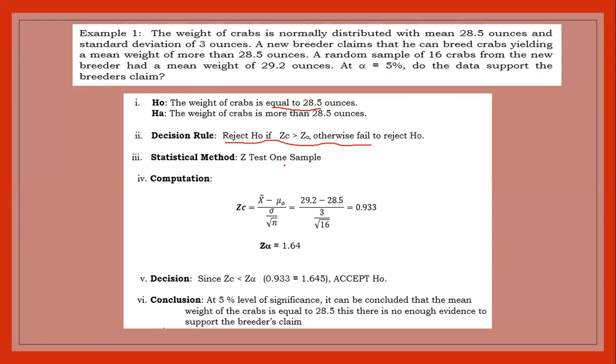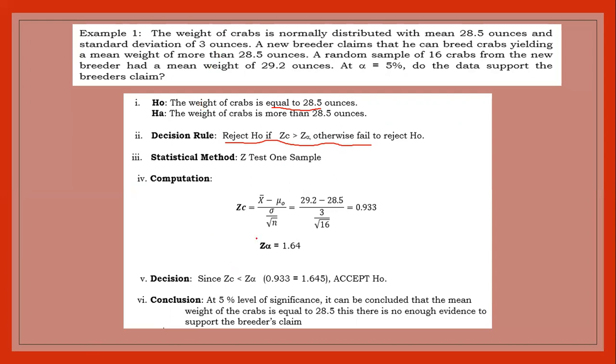Okay, bakit z-test one sample? Tingnan nga natin yung sample size. Sample size is not greater than 30, it's less than, 16 crabs. But ang given dito is the population standard deviation na 3 ounces. So ang kailangan lang naman natin i-satisfy dun sa z-test is either yung sample size greater than 30 or given ang population standard deviation. So we have satisfied the second criteria. Okay, so that's why the appropriate test for this is the z-test one sample.